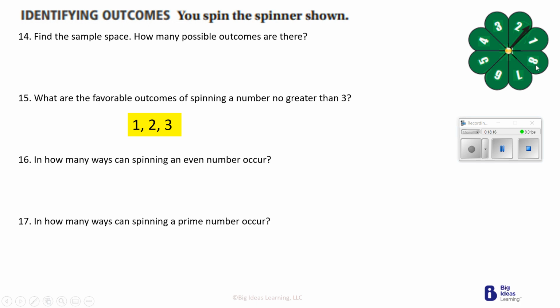Let's say like the number 8. I know 4 times 2 is 8, so 8 is not prime. But it says how many ways can spinning a prime number occur? So we're looking for all the ones that are prime numbers.